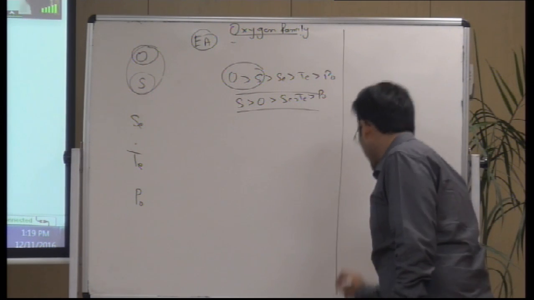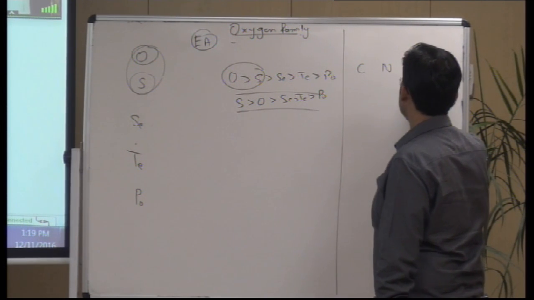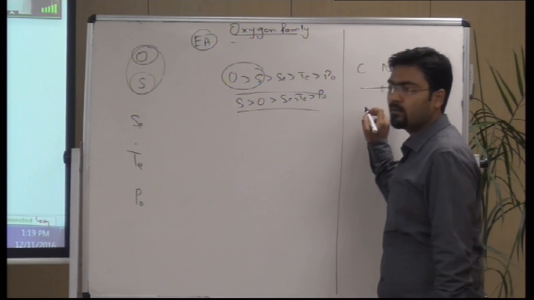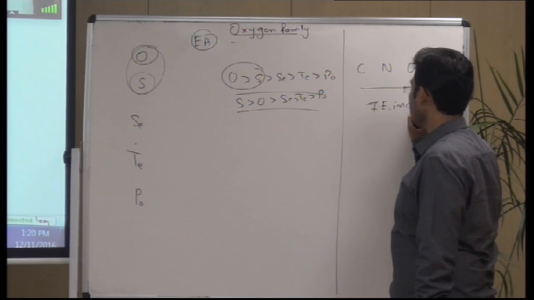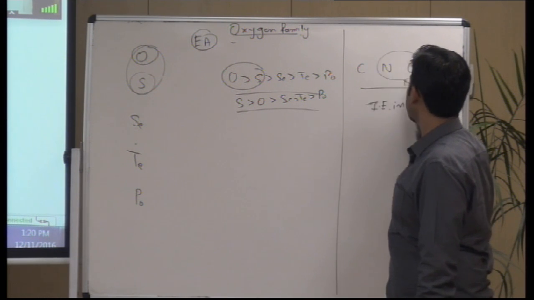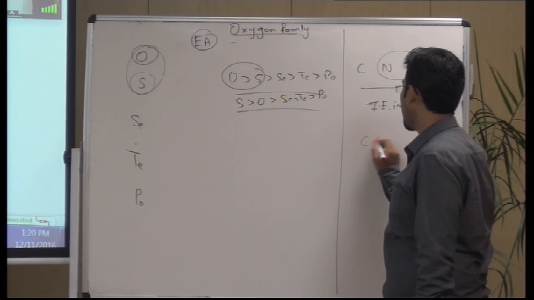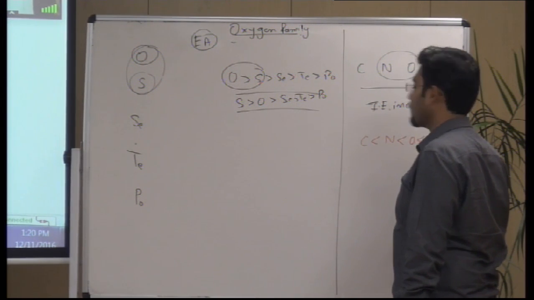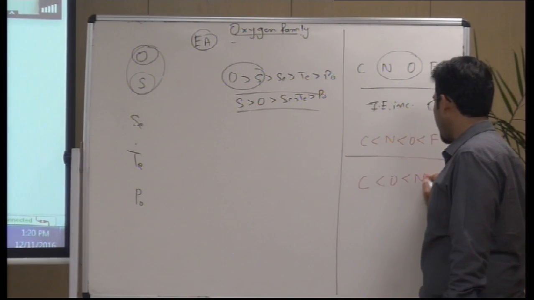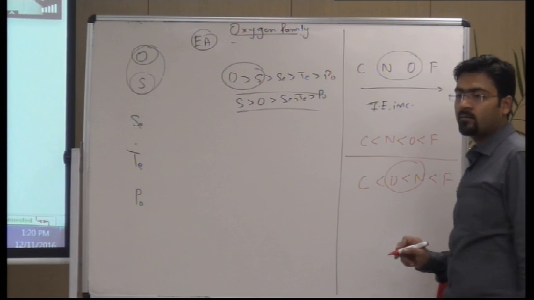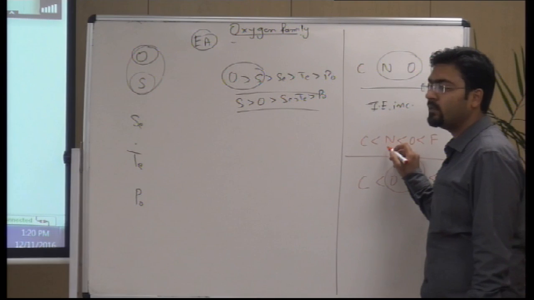One more important thing is across the period. If I go from carbon, nitrogen, oxygen, fluorine, on going from left to right in a period, ionization enthalpy increases. But something happens between the two. Ideally the order should be carbon, nitrogen, then oxygen, then fluorine. But the order that comes out is carbon, nitrogen and then fluorine. Why? Because of the half-filled electronic configuration of nitrogen.